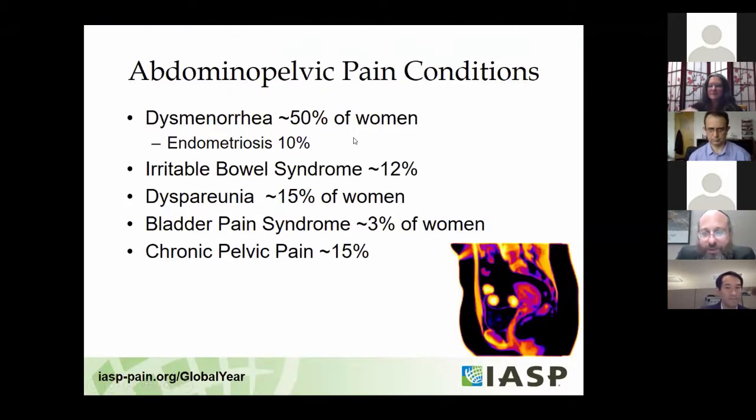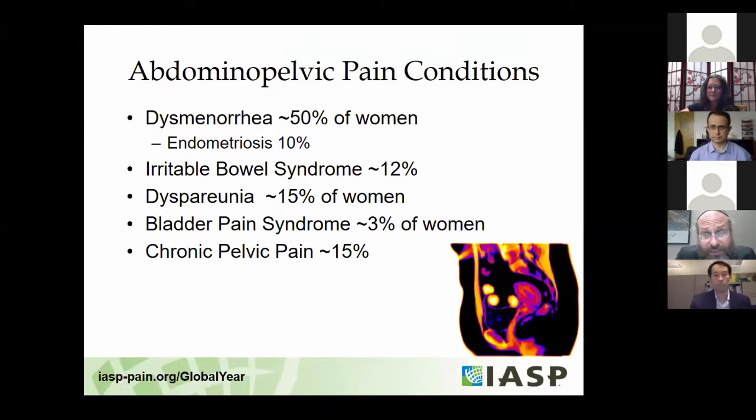I can't go into all the detail of all the abdominal pelvic pain conditions, but I will touch on a few here. So one of the most common ones is dysmenorrhea. That's period pain. It's unclear how many women it actually affects. So at least 50% have some mild symptoms, plus or minus 20%, and maybe 20% of reproductive age women have moderate to severe menstrual pain.